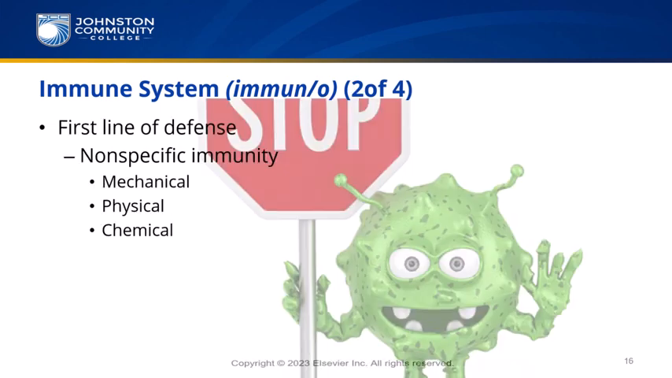The first line of defense includes 3 different methods of warding off pathogens without having to recognize them. First is mechanical. This is the barrier of the intact skin, the sticky mucus on mucous membranes. Second is physical. This is coughing, sneezing, vomiting, or diarrhea. And finally, chemical, whether it be through tears, saliva, or perspiration.